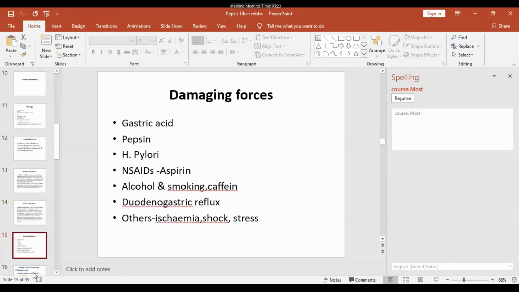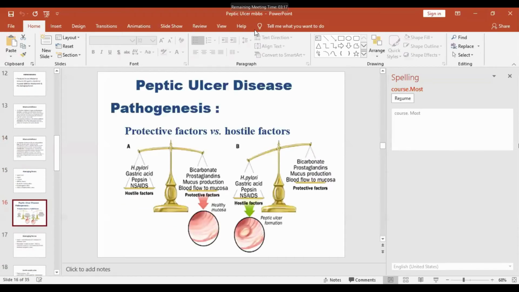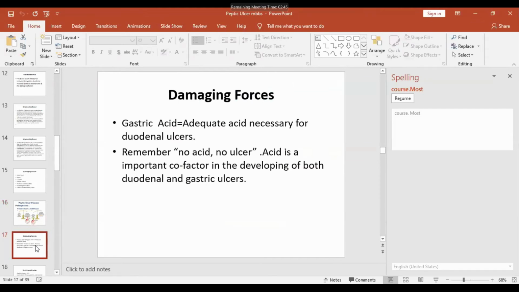So if there is a balance between the damaging and protecting forces, these are the damaging forces: H. pylori, gastric acid, pepsin, NSAIDs. And these are protective: bicarbonate, prostaglandin, mucus production, blood flow of the mucosa. If the balance is there, it is straight. If the balance is disturbed, and there is imbalance, peptic ulcer will occur. So you should remember this imbalance between defense and offense.